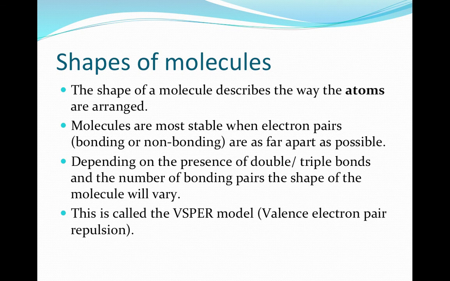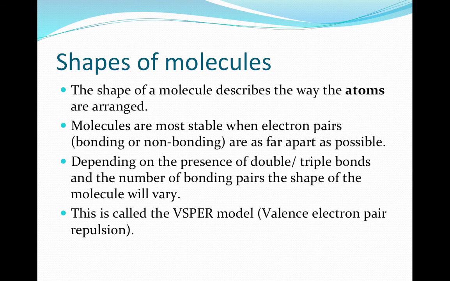Okay, remember that all electrons are negatively charged, so they're going to repel each other. So the stable shape that a molecule assumes is going to be whatever shape gets those negatively charged pairs of electrons as far away from each other. And for this, it doesn't matter if they're bonding or non-bonding.